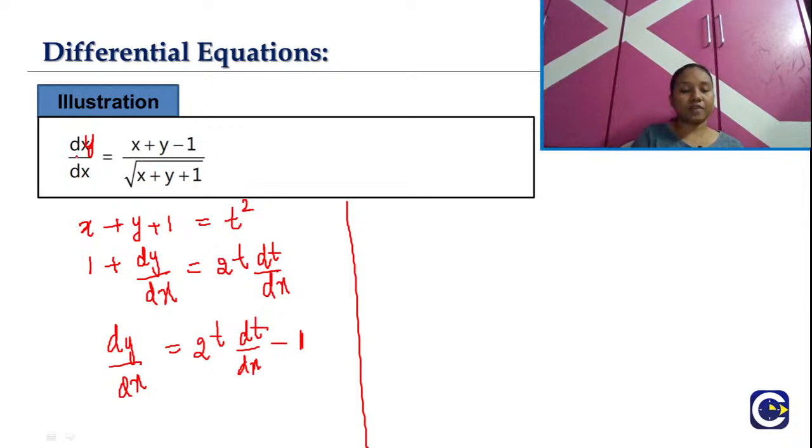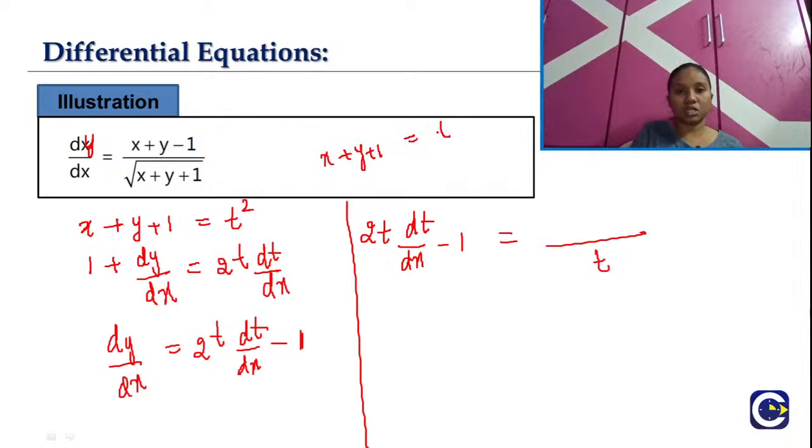So here this is our LHS, which is dy by dx. If we substitute that here, that means 2t dt by dx minus 1, and on the other side, in the denominator it is directly t, whereas in the numerator we have assumed x plus y plus 1 to be equal to t square, but here we are having minus 1. So if we add minus 2 here, then this expression will turn out to be x plus y minus 1. Right, so now we have to add this minus 2 on both sides.